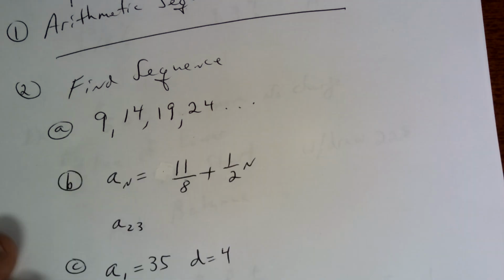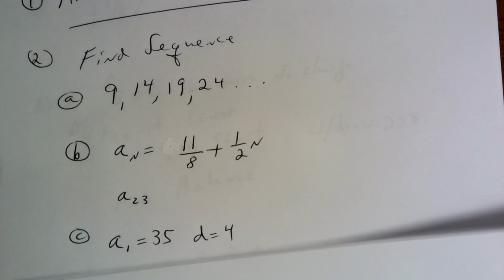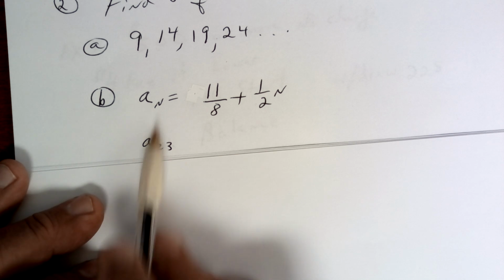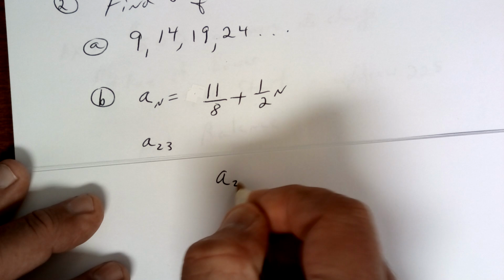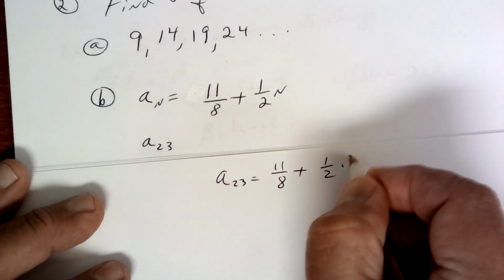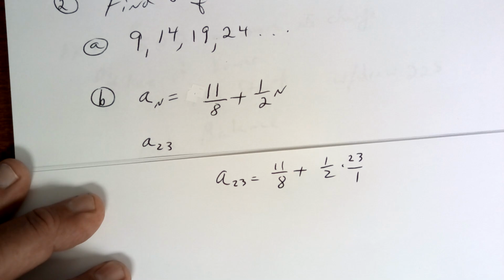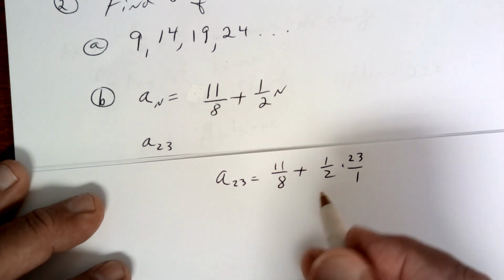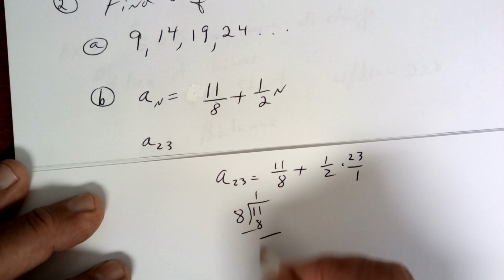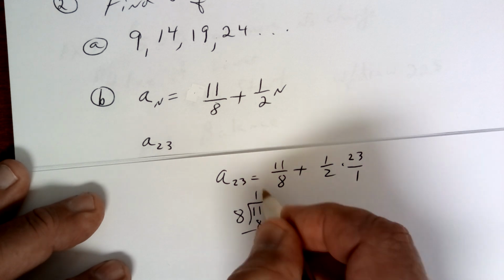This one right here, they want a sub 23. They want the 23rd term. Okay? So n is 23. And you're going to put a 1 underneath that like that. Okay? So let's see what we're going to do here. This is going to be 8 goes into 11 one time with 3 left over, I think it is. So it's 3 over 8.